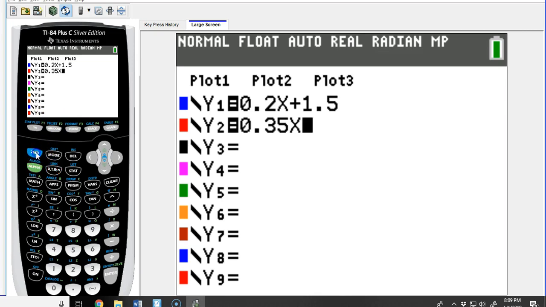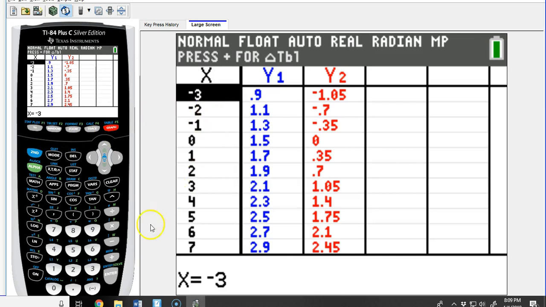And I'm not sure, frankly, how far out we need to go. Let's check out our table. So hit second and then table. Again, ignore any negative time. Let's get into some positive numbers so we can kind of see what's happening here. The company A's are in blue here. They're going up by, what, 20 cents. And the company B's are going up by 35 cents.